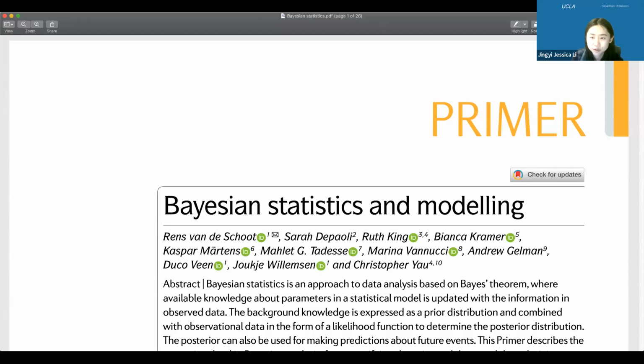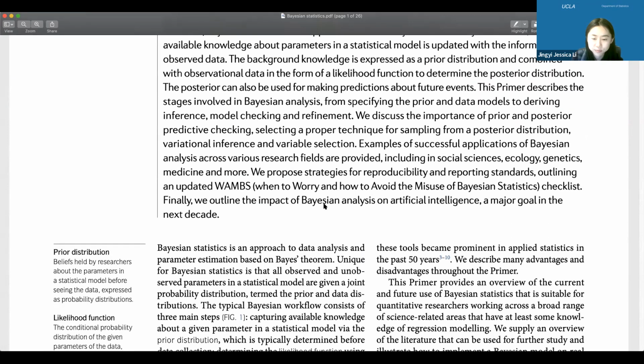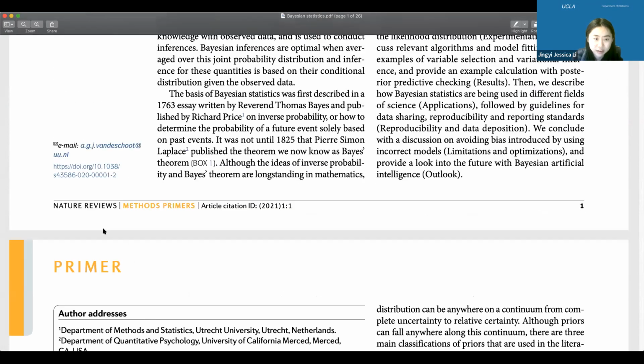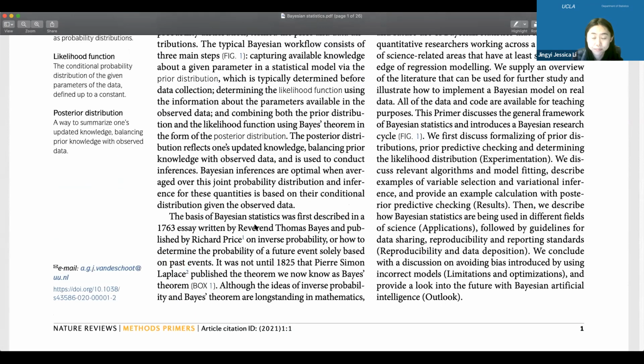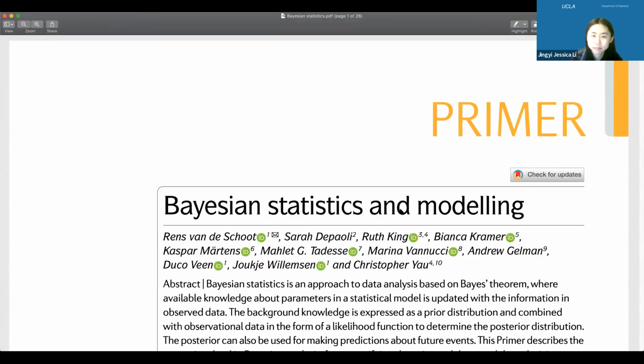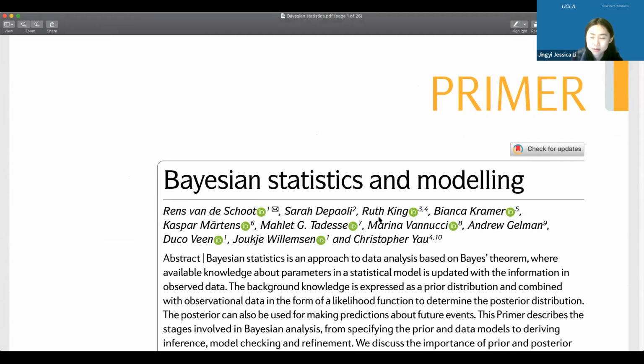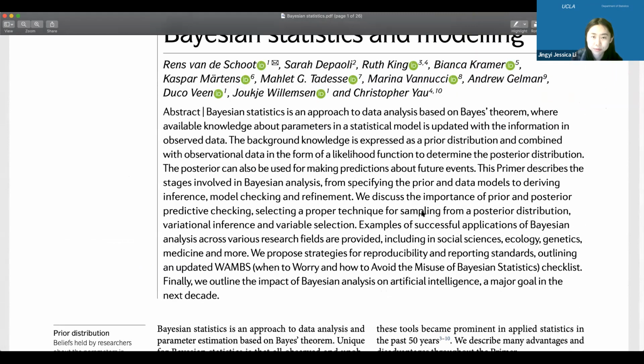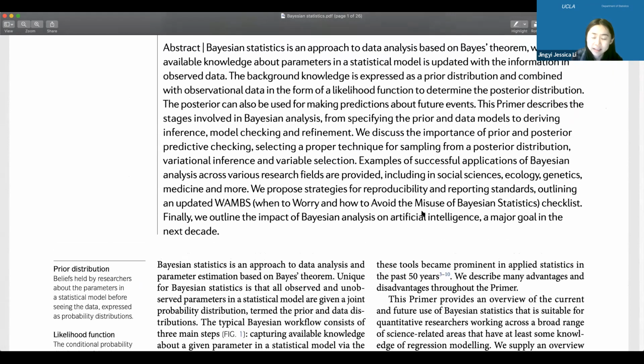It's very useful. This is a new journal called Nature Reviews Methods Primers. So this is a new journal for publishing reviews. And this is a paper called Bayesian Statistics and Modeling, published by multiple statisticians. It's a very long paper. You can see 26 pages, and it covers almost everything about Bayesian statistics, but it's much shorter than a textbook, and they give you the essence.